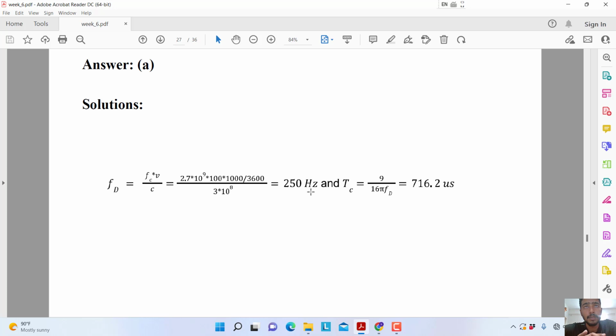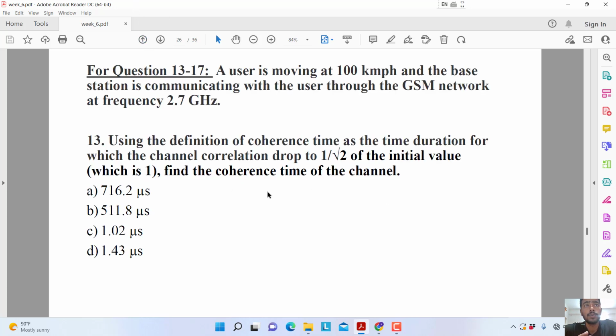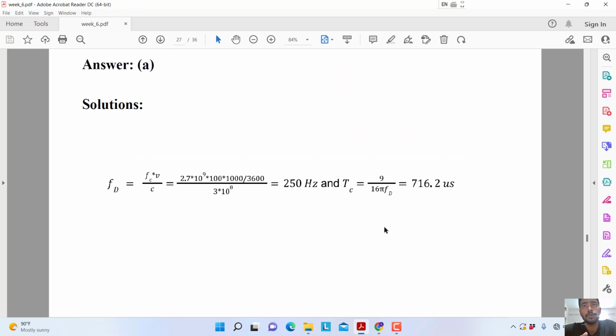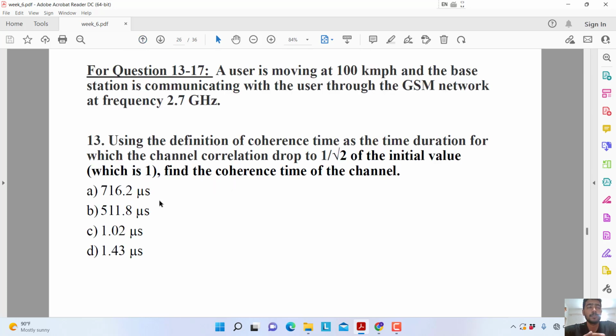So we have to calculate the coherence time. We have the FD, and using the formula TC is equal to 9 upon 16 pi FD, where FD is given as 250 hertz, it's coming to 716.2 microseconds. So that option is the right one. Firstly calculate the Doppler frequency and apply the coherence time formula. From there we can calculate the coherence time.